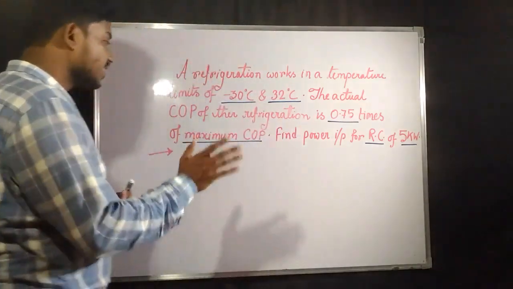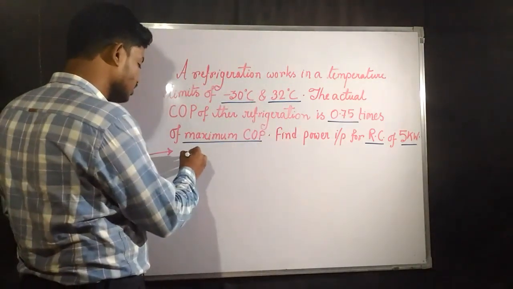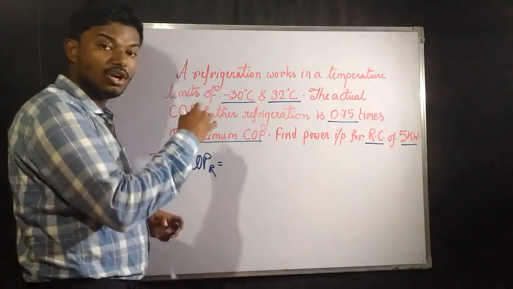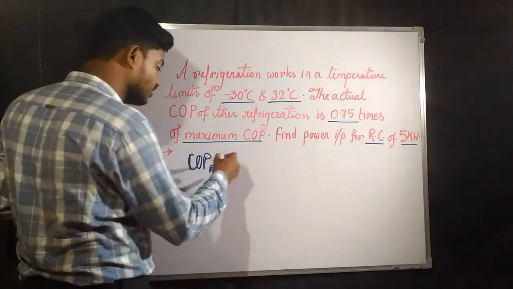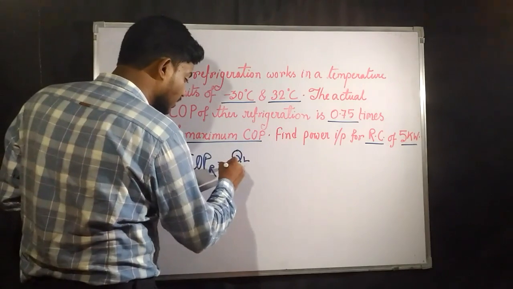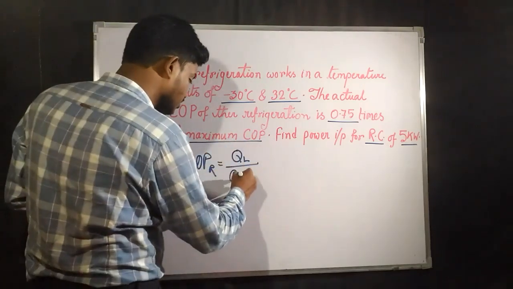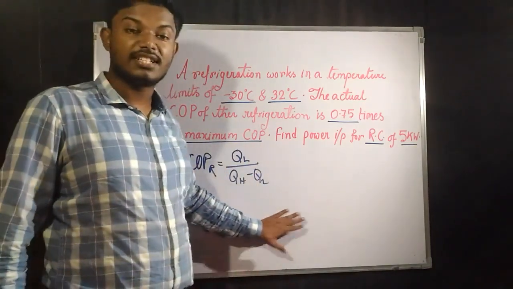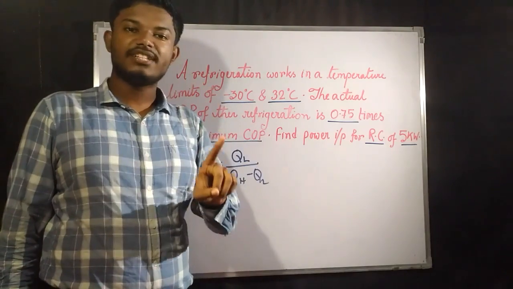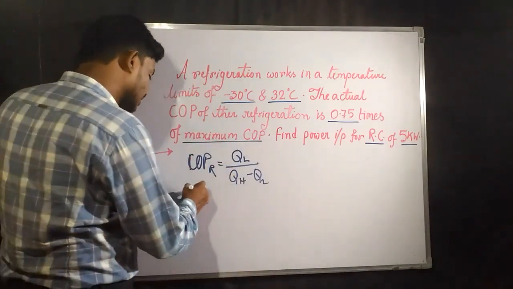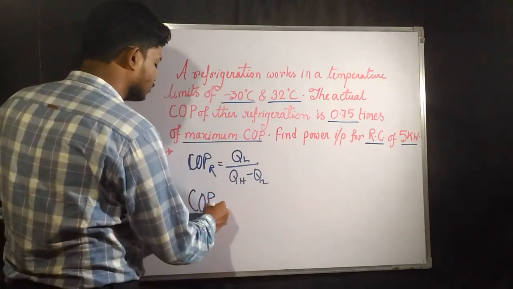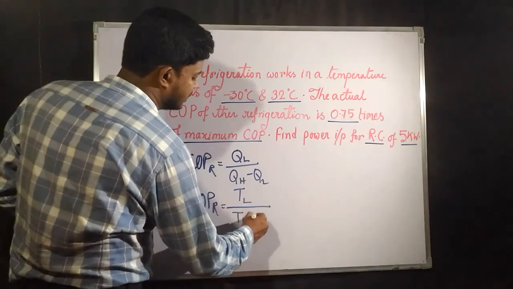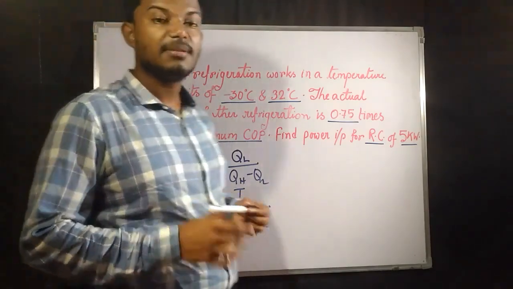If you consider a reverse Carnot cycle, we all know that the COP of refrigeration, as we have already found in the concept of refrigeration, is QL divided by QH minus QL. This is the formula for refrigeration. But for the Carnot refrigeration, we replace the Q terms with temperature terms. This is going to give us the maximum COP.